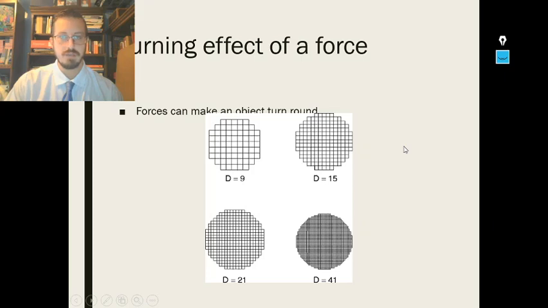Forces can make an object turn round. And I suppose this here is supposed to be like a joke. Like, here's something that's more pixelated, but as we increase the number of pixels, it's turning round.